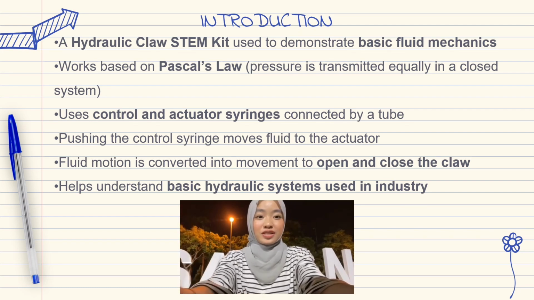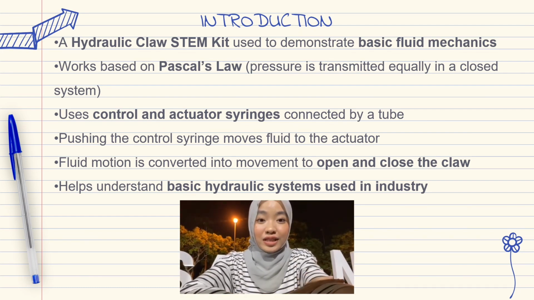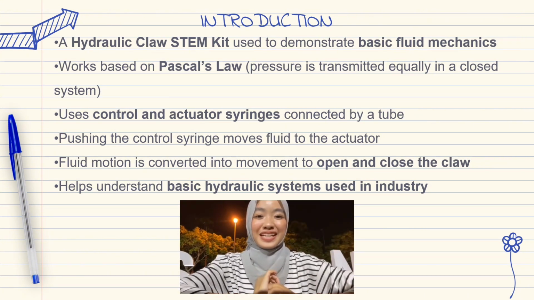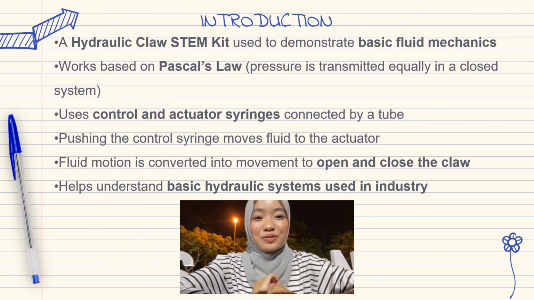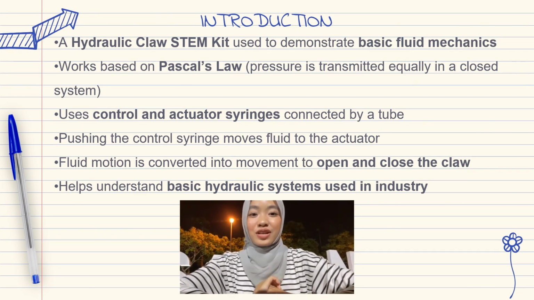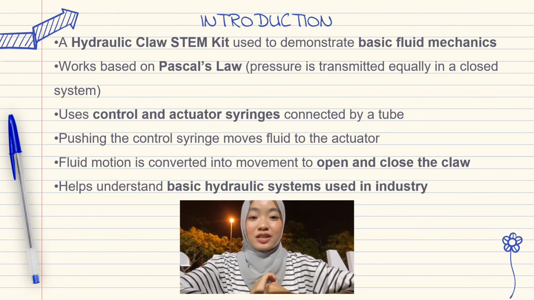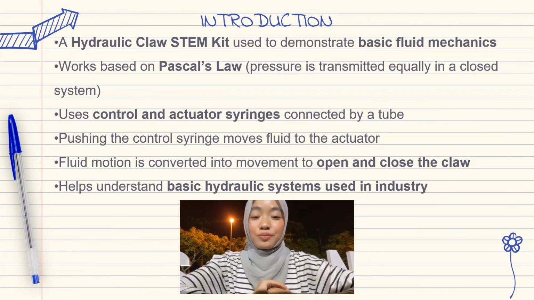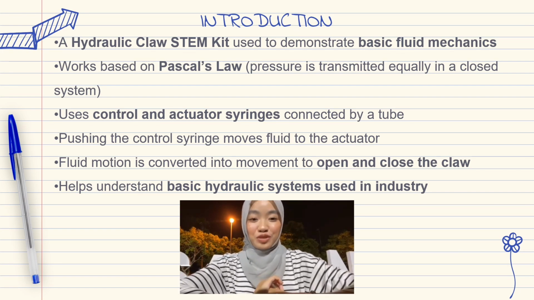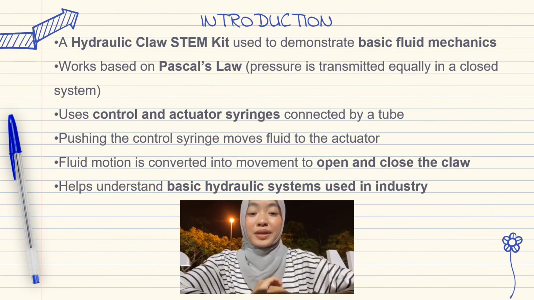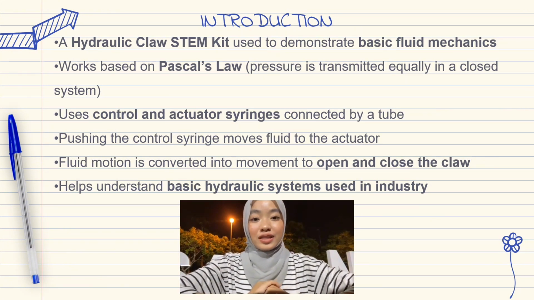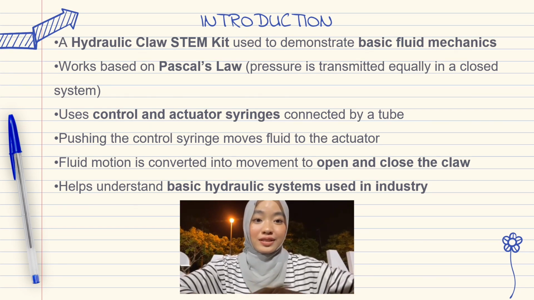So, introduction. The device is a hydraulic claw STEM kit used to demonstrate basic fluid mechanics. It works based on Pascal's law: pressure is transmitted equally in a closed system. It uses control and actuator syringes connected by a tube. Pushing the control syringe moves fluid to the actuator. Fluid motion is converted into movement to open and close the claw. It helps us understand basic hydraulic systems used in industry.